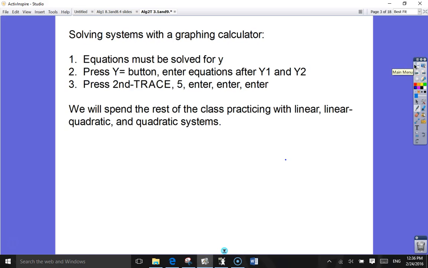So here are the steps to using a calculator to enter and solve a system of equations. First, the equations have to be solved for y. If they're not solved for y, then you're going to have to take a step and solve them for y. Second, you're going to hit the y equals button, which is at the top left. And if there's only two equations, then on y1, you put the first equation. On y2, you put the second equation.